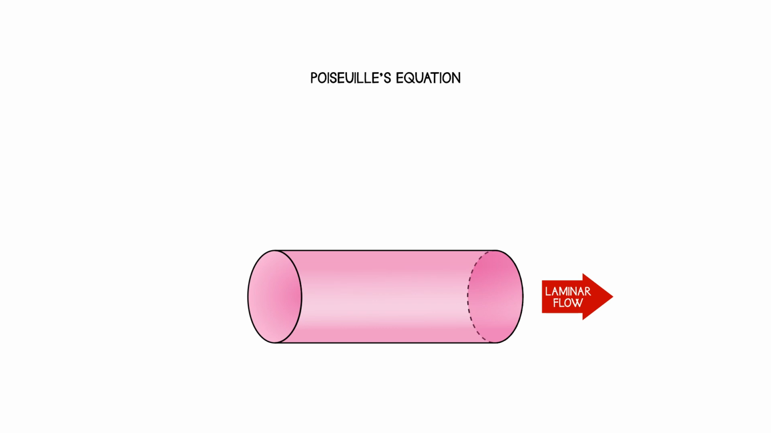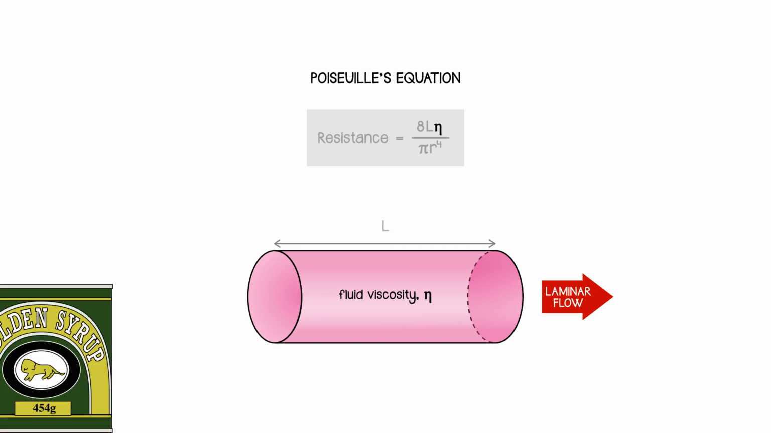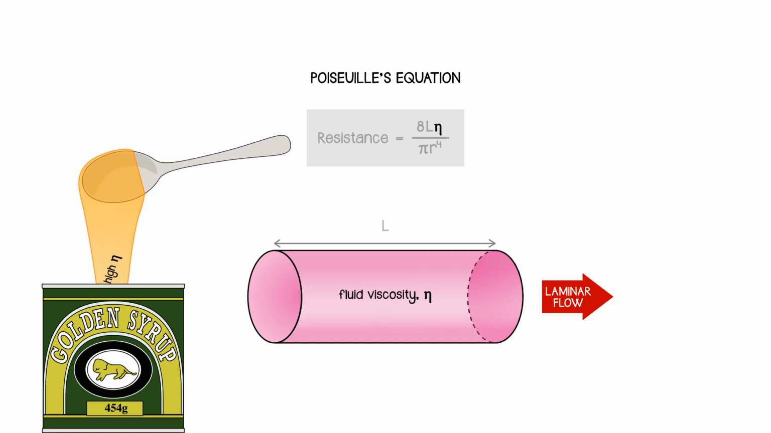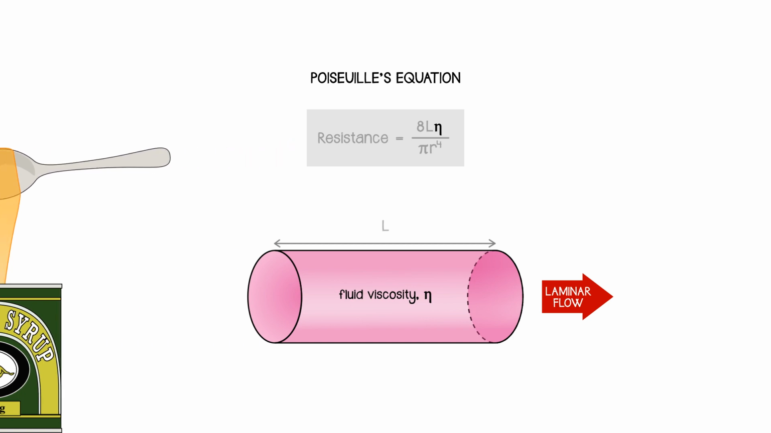Now, under these circumstances, we can calculate the resistance of our blood vessel. Resistance is equal to 8Lη divided by πr^4. L is the length of the blood vessel. The Greek symbol eta refers to the viscosity of the fluid that's moving through. So something like golden syrup would have a very high viscosity. You can think of it as stickiness. Blood has a relatively high viscosity as well compared to water.